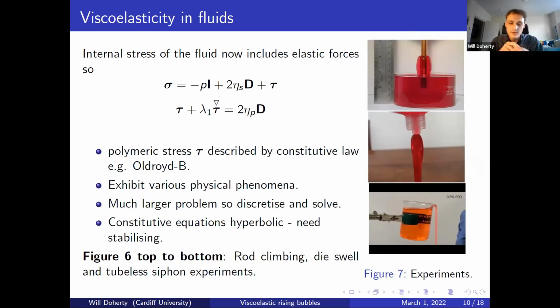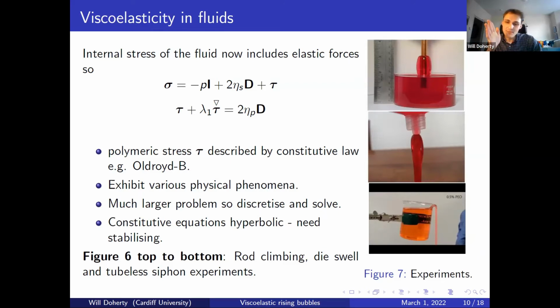So I'm not going to go too much into detail in the equations in depth, but essentially whenever you include viscoelasticity, because this is a differential equation on tensors, it becomes a much harder problem to discretize and solve. You have many more degrees of freedom, and it also doesn't help that the equations are hyperbolic in nature, which means that you need some sort of external stabilization methods in order to make your code not crash, basically.